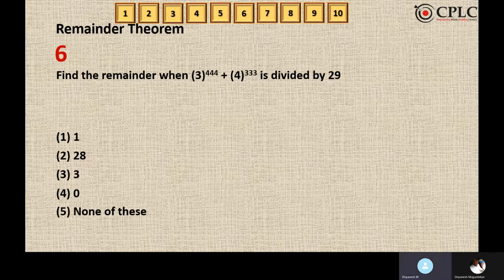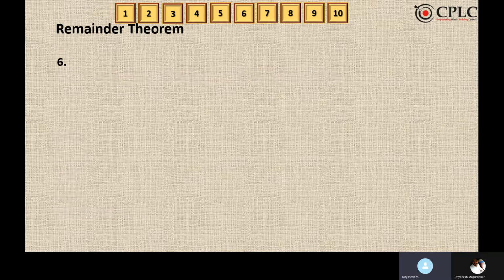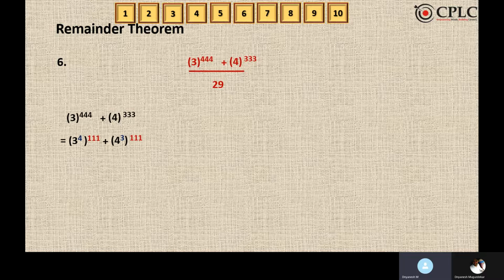So that means from the first number we'll have to take 4 common. So your question becomes 3 raised to 4, the whole raised to 111. And for the second number, it becomes 4 cube, the whole raised to 111. Now why did we do this?